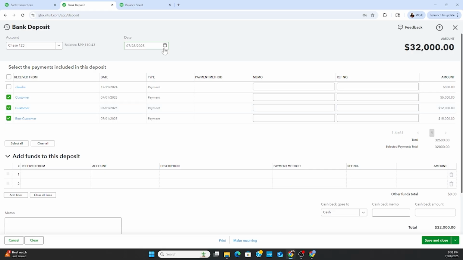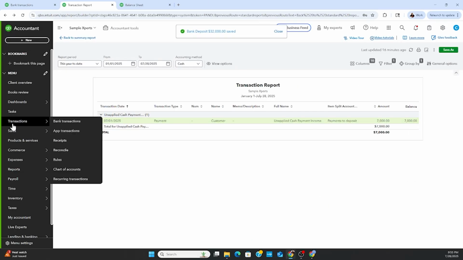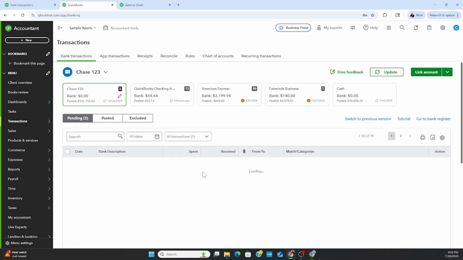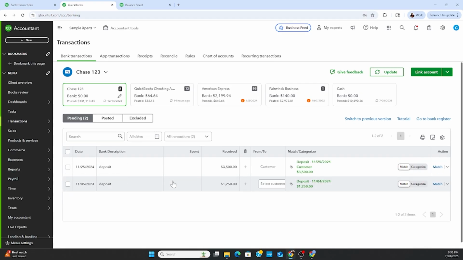You want to make sure you match the date. And then after you record the deposit, this is a sample account, so it doesn't clear the bank. But after you record the deposit, you want to go to the bank feed and go to the proper bank account and then match it, right? So here, by the way, there are some, it's not the same, but some that I recorded before.